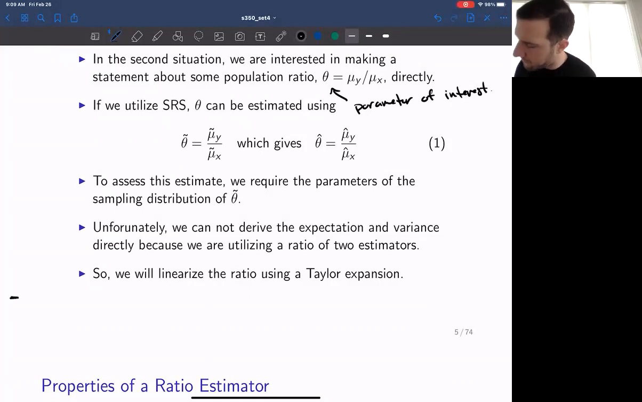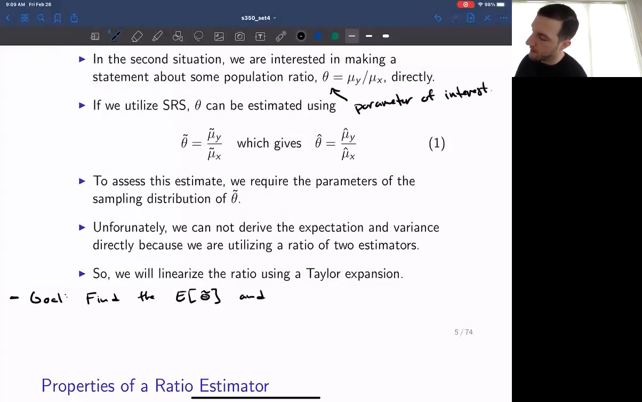Okay, so just like before, the goal here is to find the expected value of theta tilde and the variance of theta tilde.